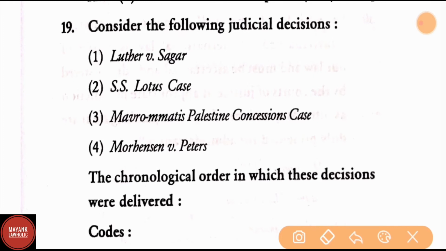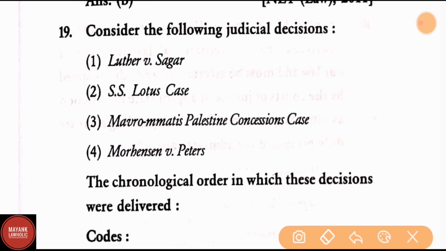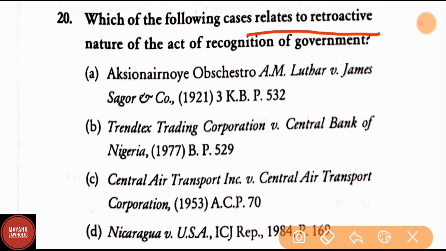Question number 19. Consider the following judicial decisions. Option 1. Luther versus Sagor. 2. SS Lotus case. 3. Mavrommatis Palestine Concessions case. 4. Mortensen versus Peters. The chronological order in which these decisions were delivered: the first case was Mortensen versus Peters, second is Luther versus Sagor, then the Mavrommatis Palestine Concessions case, and the last was the SS Lotus case. Question number 20. Which one of the following cases relates to the retroactive nature of the act of recognition of government?